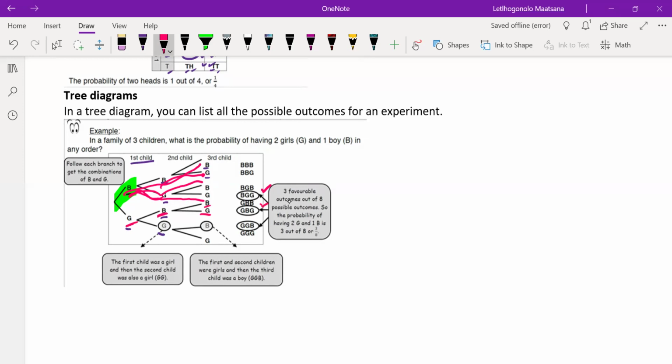And here we have a girl, then a girl, then a boy, 2 girls, still meets our needs. And then here we have a girl, and another girl. This doesn't fulfill our needs. So out of how many possibilities? 1, 2, 3, 4, 5, 6, 7, 8. We have a 3 out of 8 probability that you would have 2 girls and 1 boy.